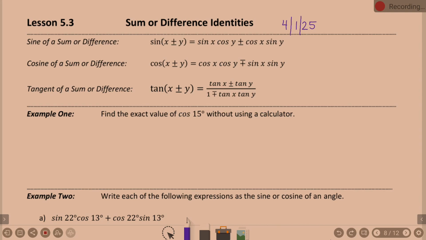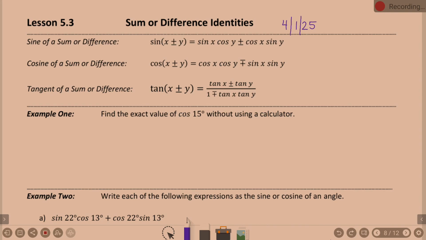With cosine, similar setup, just a different order of events here. So cosine of x plus or minus y is cosine x, cosine y. Notice that's a minus plus sign, sine x, sine y. So this is saying that if you have cosine of x plus or minus y, minus plus means we're going to use the opposite sign. So if it's a plus over here in the beginning in the parentheses, we're going to use a minus when we're finding the answer, or vice versa. If it's a minus here, we're going to use a plus.